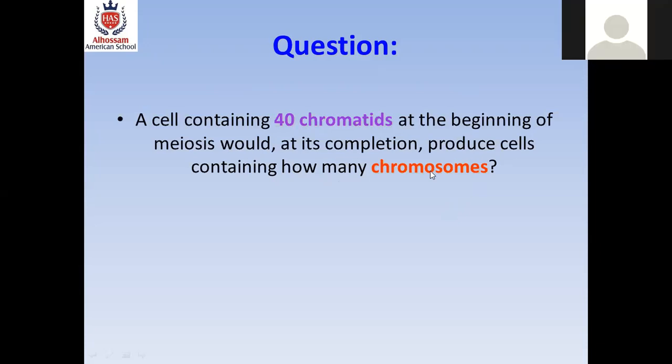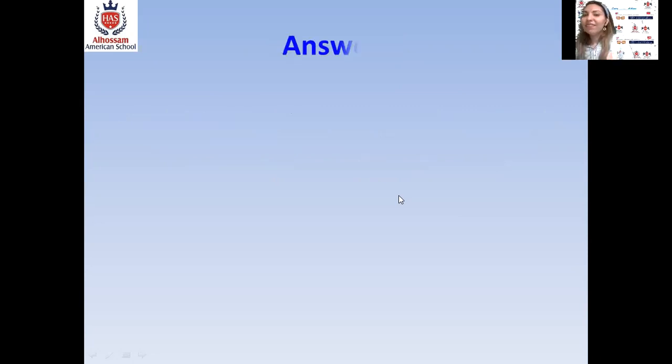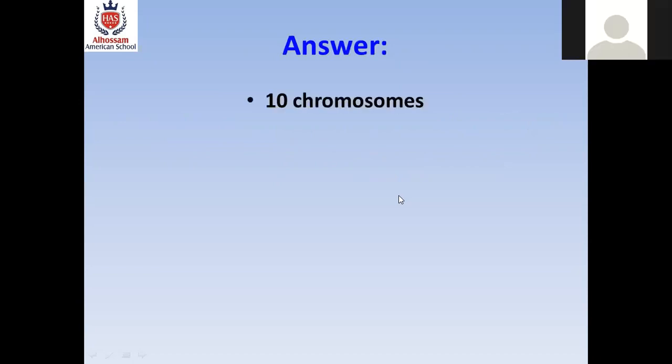40 chromatids means 20 chromosomes, so 20 pairs of homologous chromosomes. So the answer will be 10. Yes, it's half of 20. Because 40 chromatids means 20 chromosomes, at the end of meiosis it will give cells with half the number, the haploid number. So it will be 10 too.